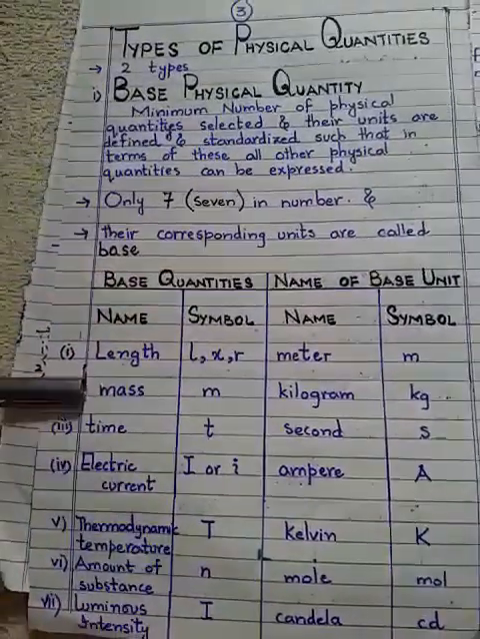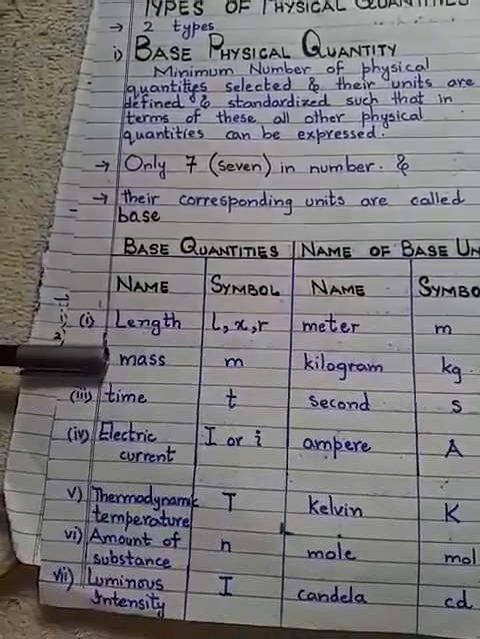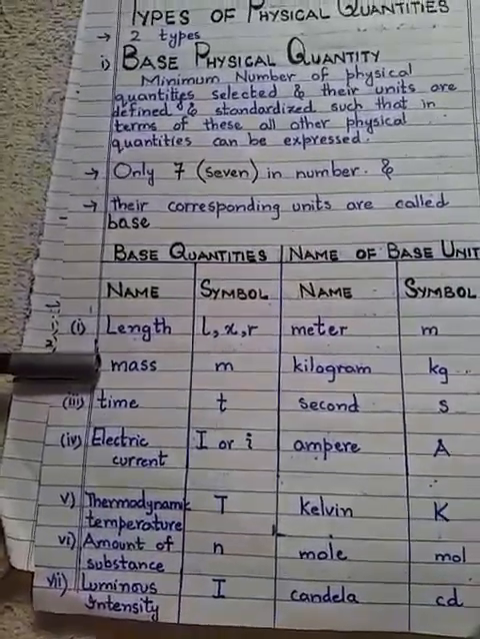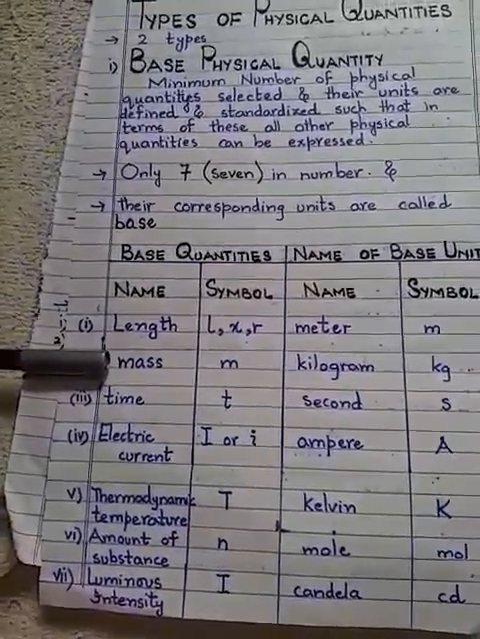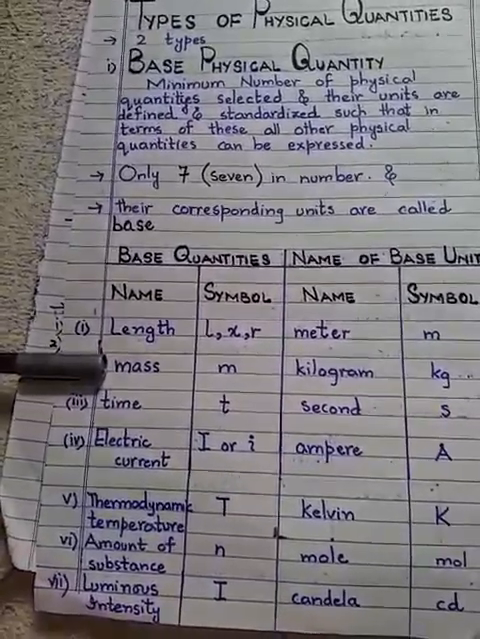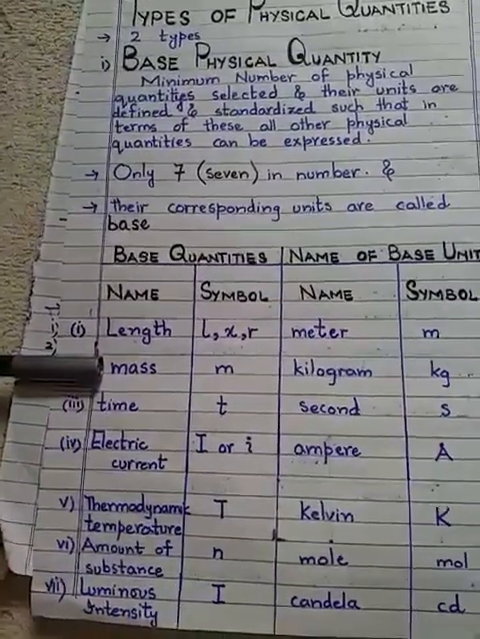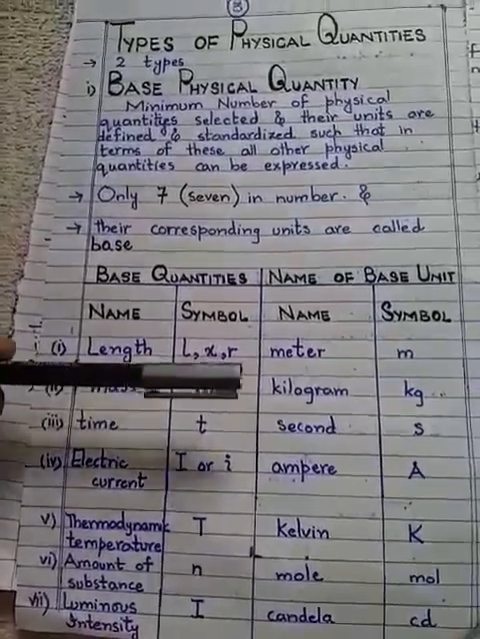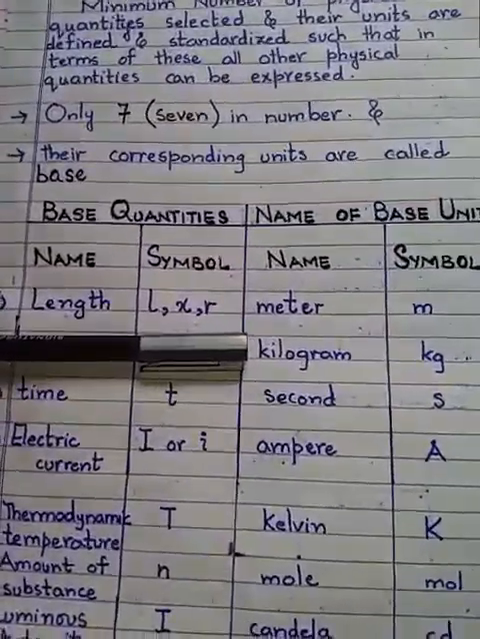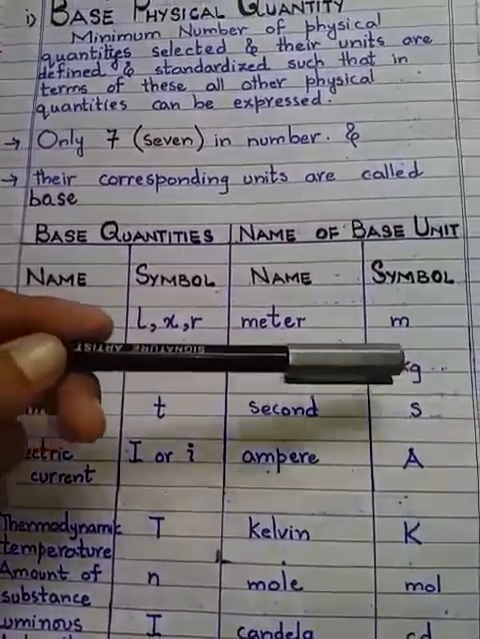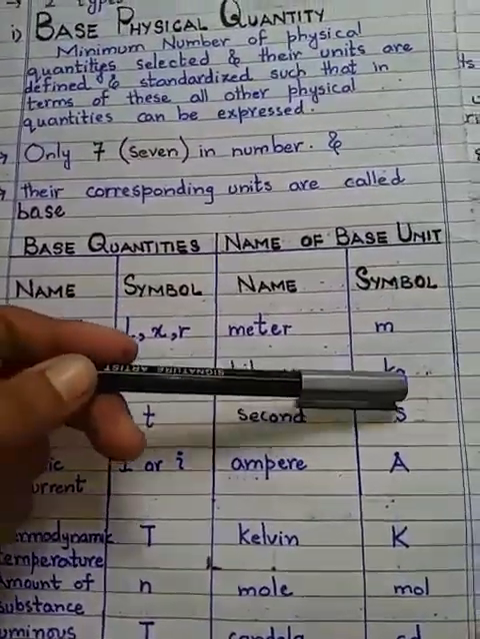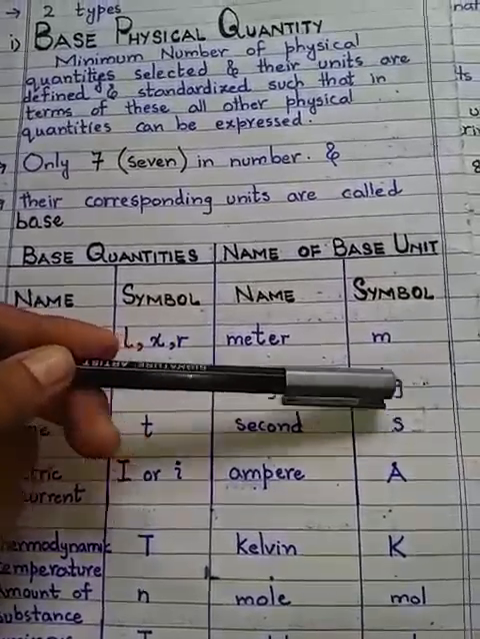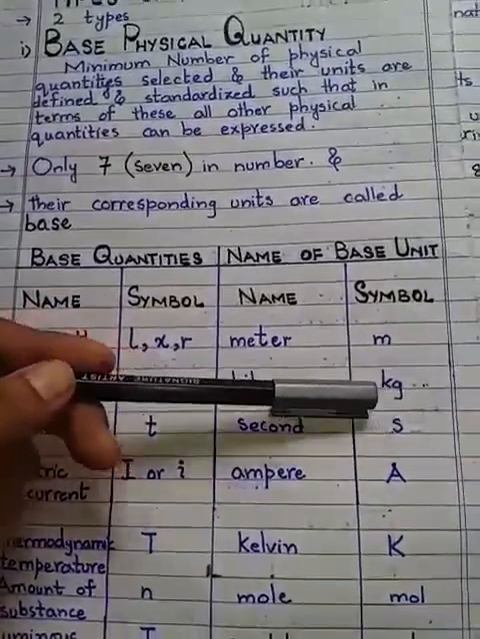The next base physical quantity is mass. What is mass? As I told you, the quantity of matter in an object is known as mass. The symbol of mass is small m, and the SI unit of mass is kilogram. The symbol of kilogram is kg, and both k and g are small letters.